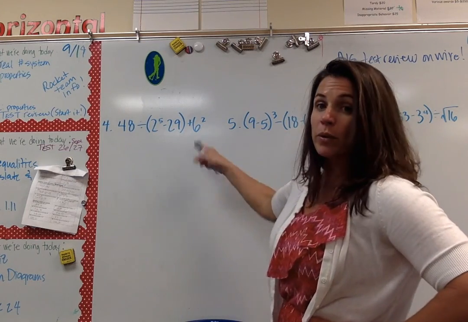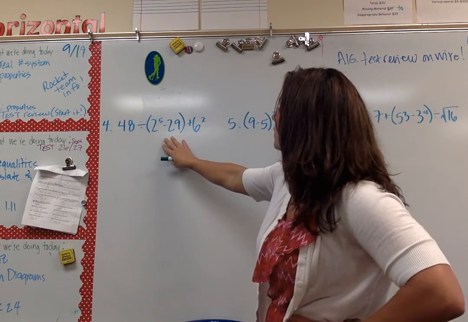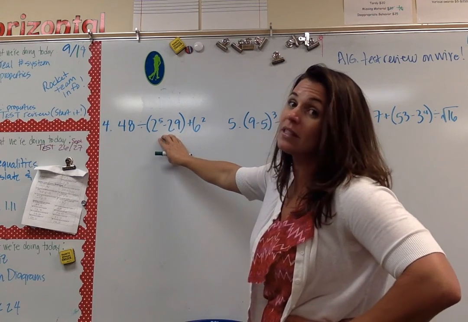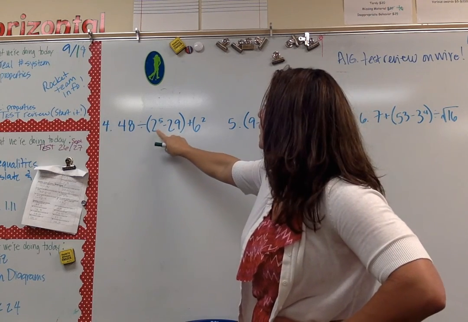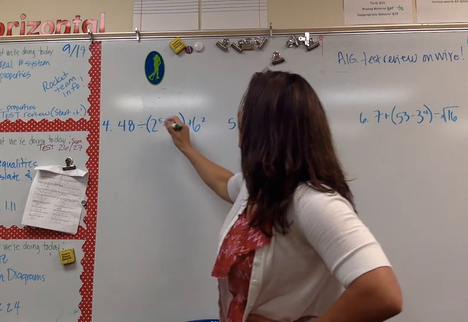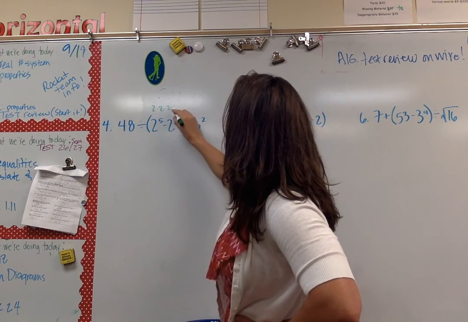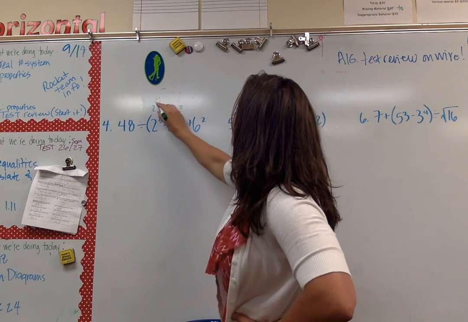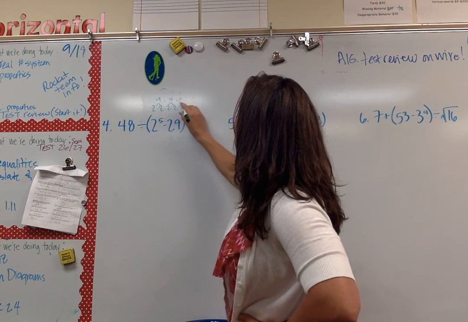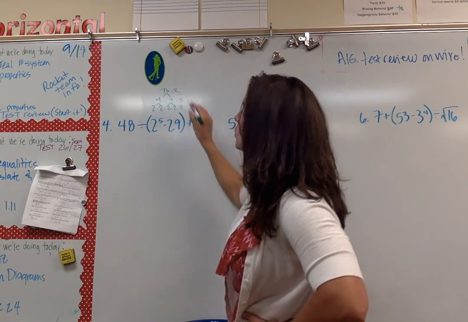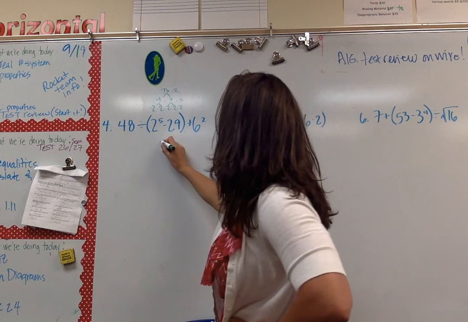So again, on number 4, we start with parentheses. I look inside my parentheses, and I do the operations still in the same order of operations. And I see this 2 to the 5th. And remember, 2 to the 5th is 2 times 2 times 2 times 2 times 2. So it's 4 times 4 times 2, which is 16 times 2, and that's going to give me 32.